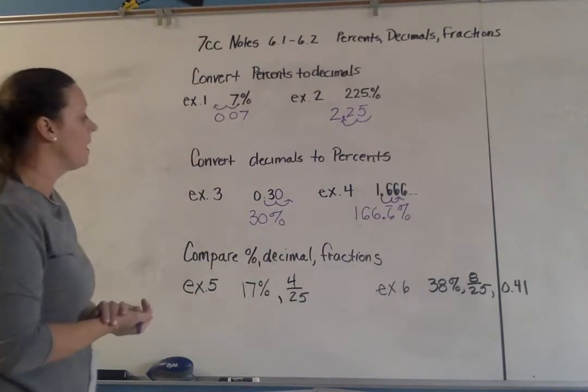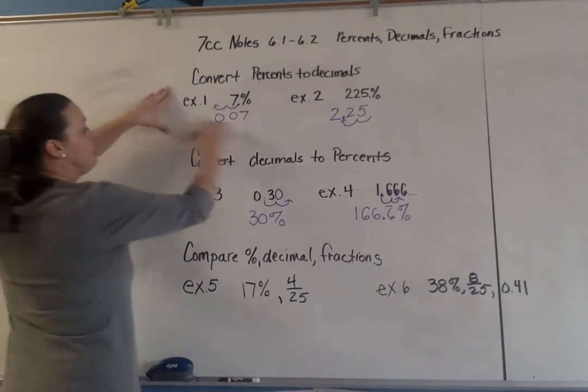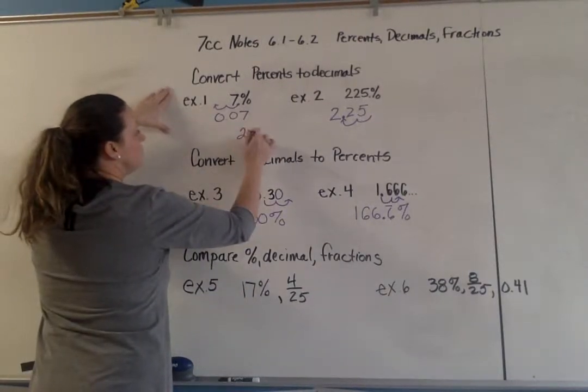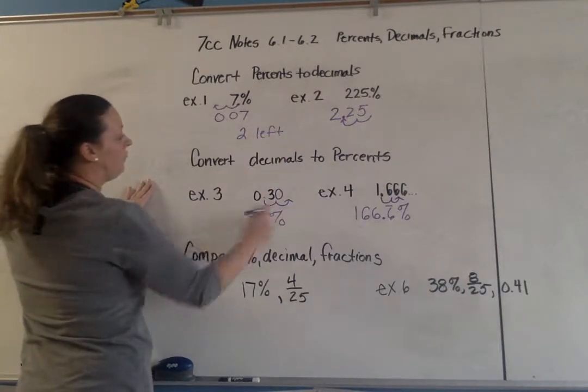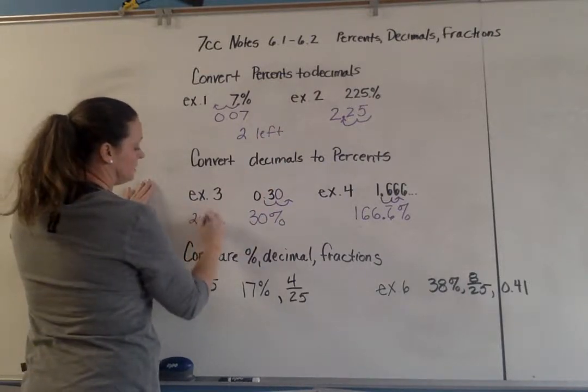So let's recap. In examples 1 and 2, I'm moving 2 decimal places to the left. And in examples 3 and 4, I'm moving 2 decimal places to the right.